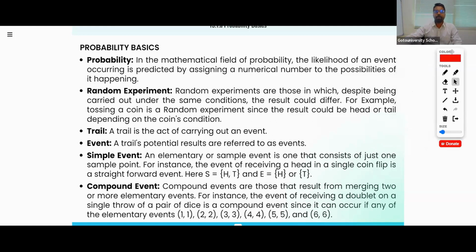So now, in the mathematical field of probability, the likelihood of an event occurring is predicted by assigning a numerical number to the possibilities of it happening. Okay, so that's what they say. And we discussed random experiments. Let me recall all this again. Random experiments are those in which, despite being carried out under the same conditions, as I mentioned, the result could differ.